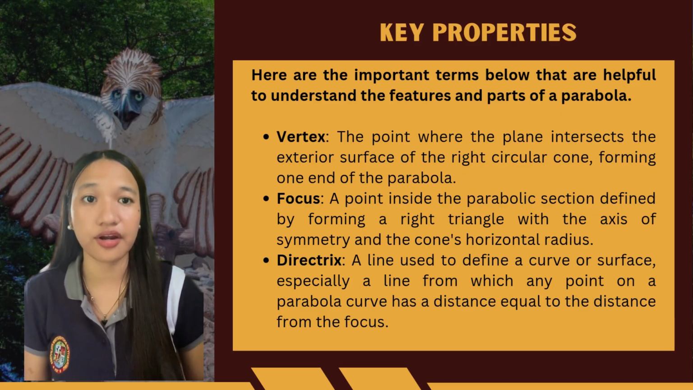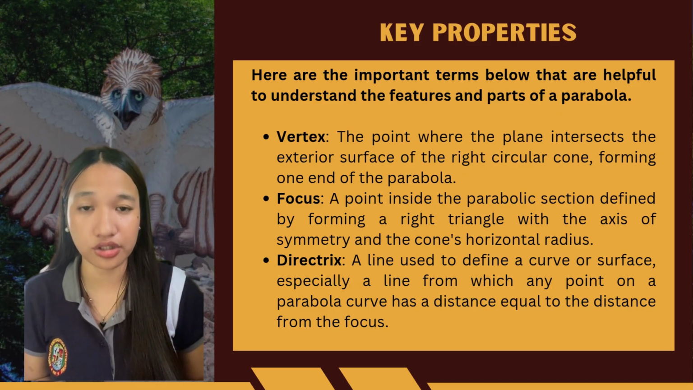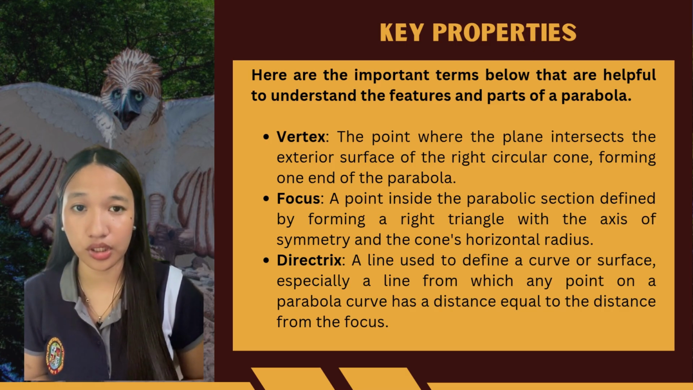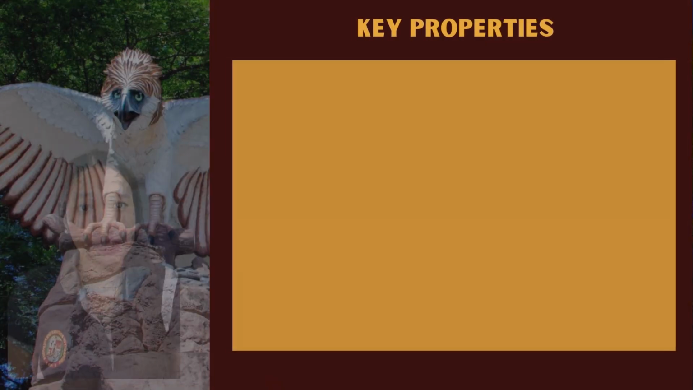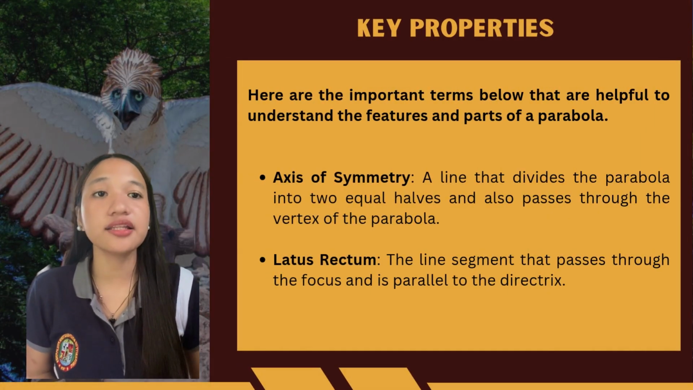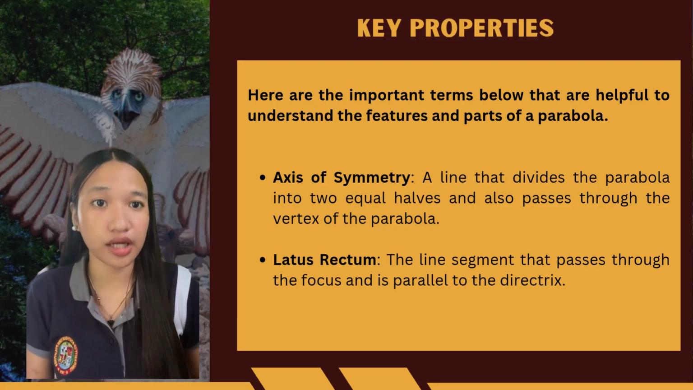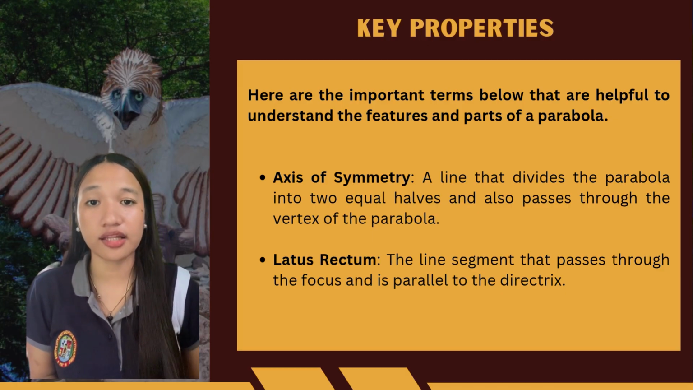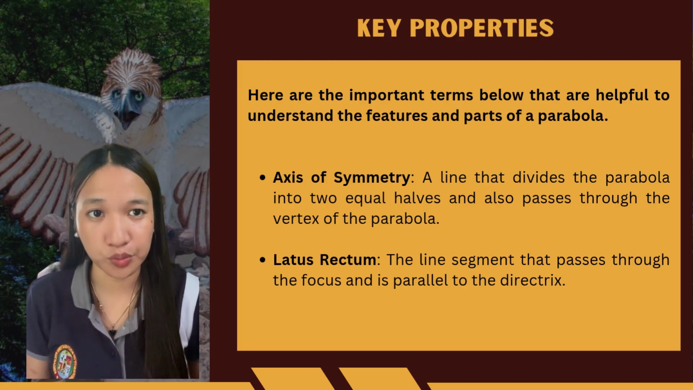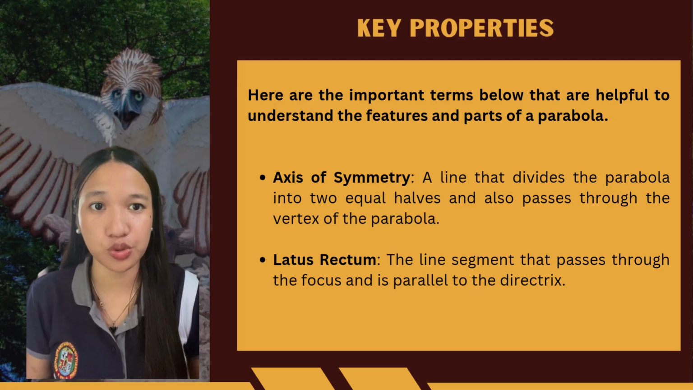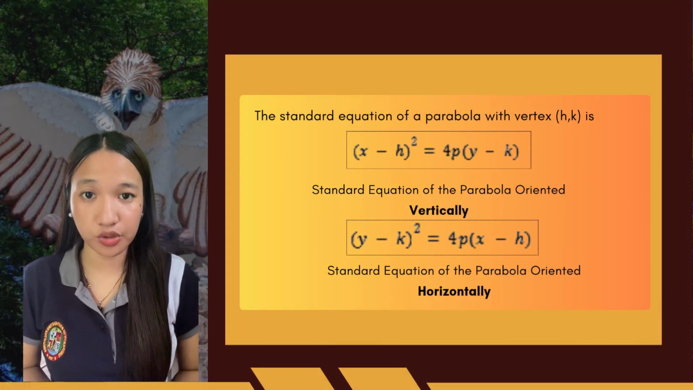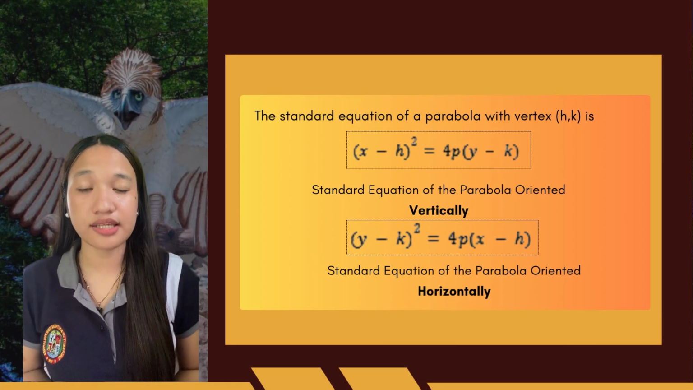The third one, the directrix, a line used to define a curve or surface, especially a line from which every point on a parabola curve has a distance equal to its distance from the focus. Next is the axis of symmetry, a line that divides the parabola into two equal halves and also passes through the vertex of the parabola. And the last one, the latus rectum, the line segment that passes through the focus and is parallel to the directrix.